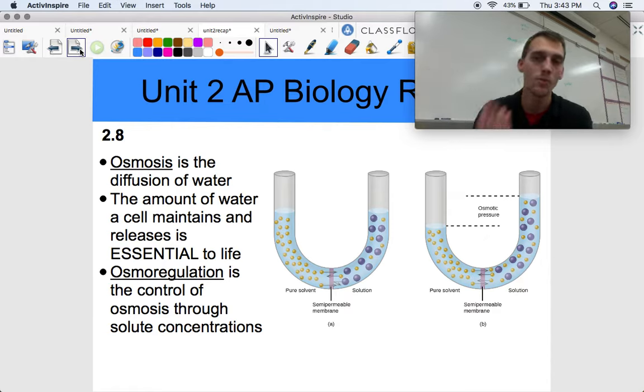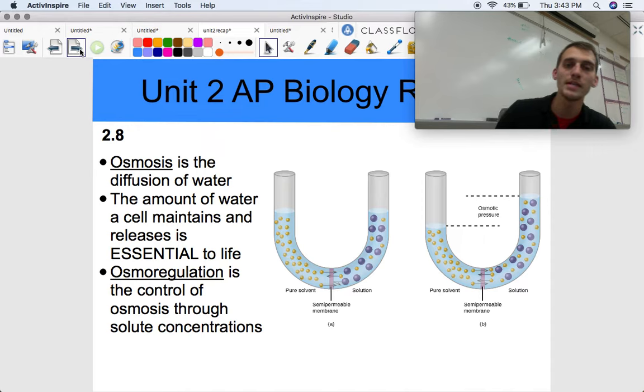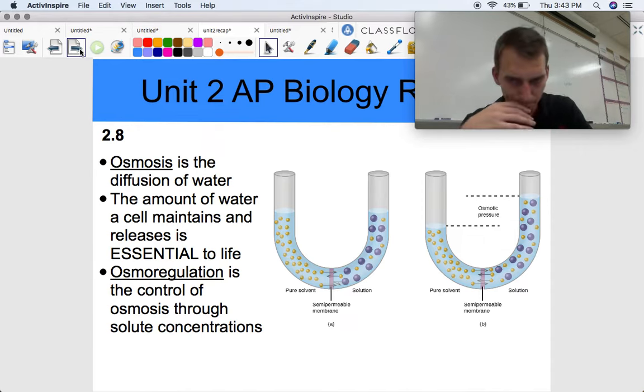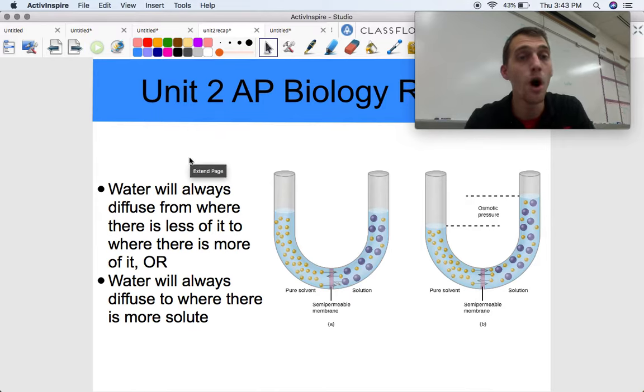You want to be just right, whether you're an animal cell or a plant cell. So osmoregulation is super important. It's the control of osmosis through solute concentrations. Osmosis follows a few rules here. Water will always diffuse from where there's less of it to where there's more of it, just like diffusion. But here's the thing.